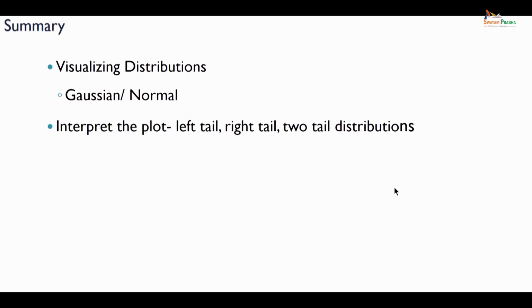So, to summarize, in this lecture we saw how to visualize a Gaussian distribution. We also saw how to interpret the plot in terms of probability, and we looked at the plots for left tail, right tail and two tail normal distributions, and under two tail we saw how a bounded section looks and how a tail section looks.